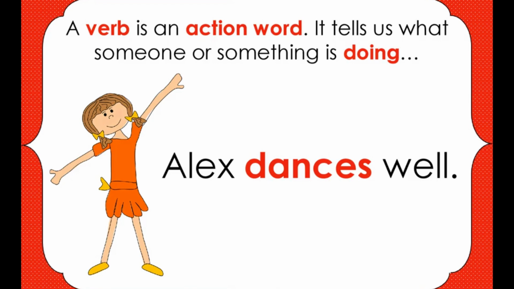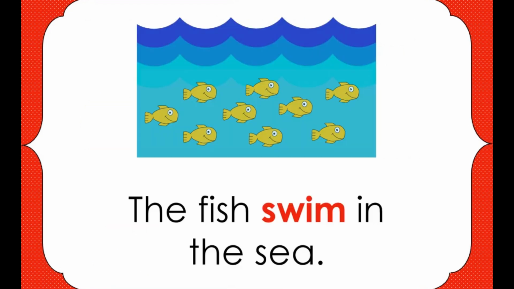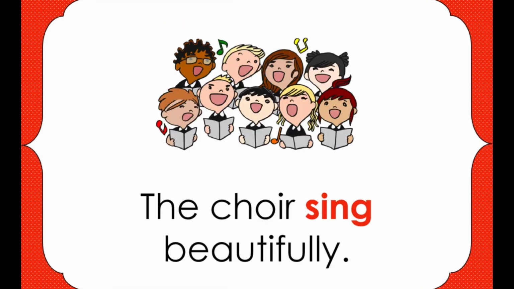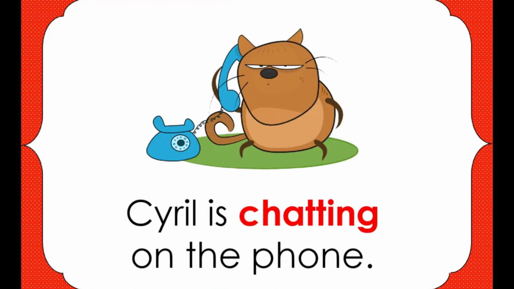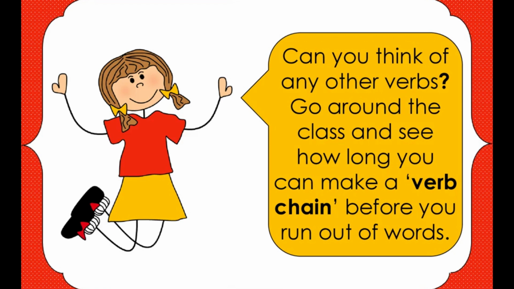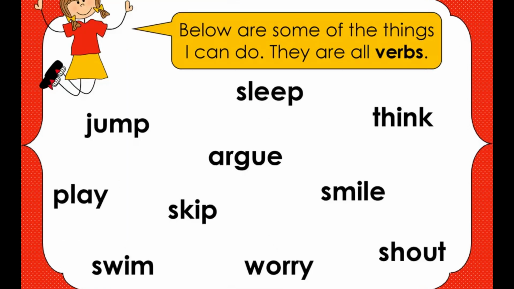It tells us what someone or something is doing. Alex dances well. The fish swim in the sea. The choir sing beautifully. I relaxed on the beach. Cyril is chatting on the phone. Can you think of any other verbs? Go around the class and see how long you can make a verb chain before you run out of words.